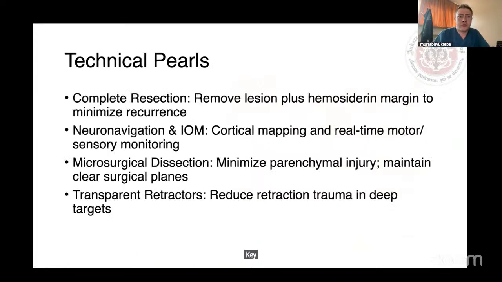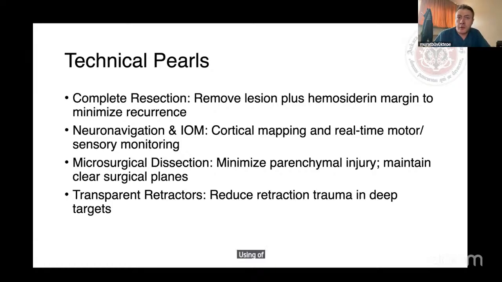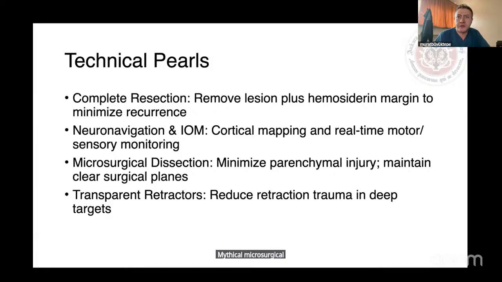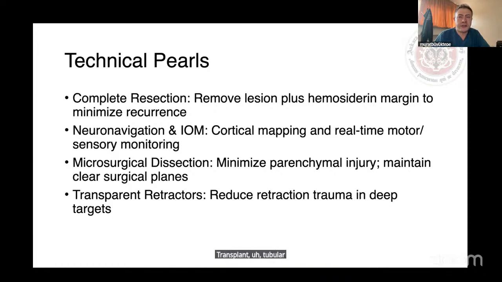Key technical considerations include complete resection of the lesion plus hemosiderin margin to minimize recurrence. Use of neuronavigation for accurate trajectory planning and intraoperative monitoring for real-time mapping of motor and sensory pathways. Meticulous microsurgical dissection to preserve the normal parenchyma and maintain a clear plane. Transparent tubular retractor in deep targets to reduce retraction injury.